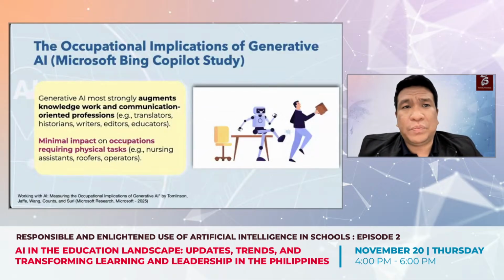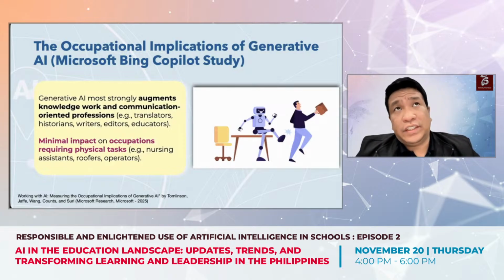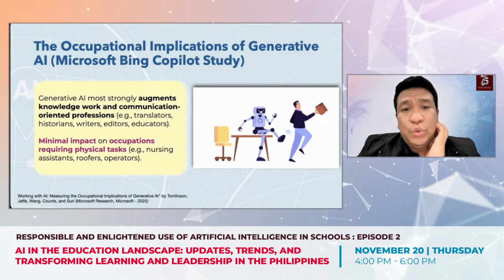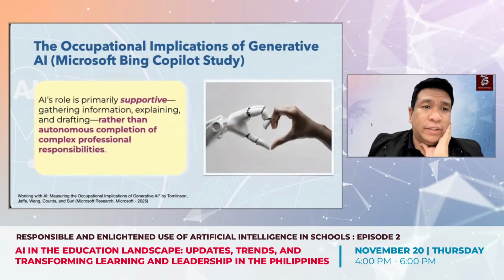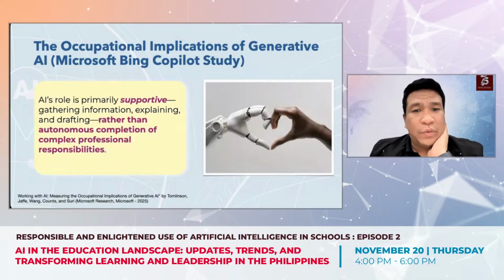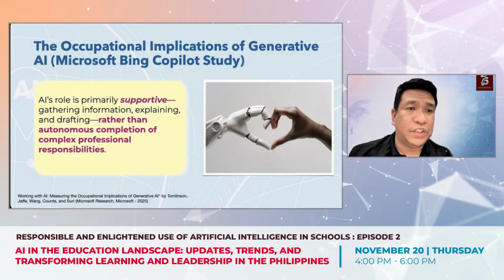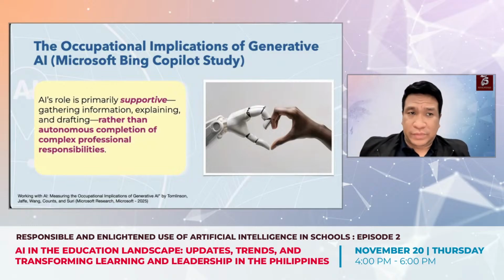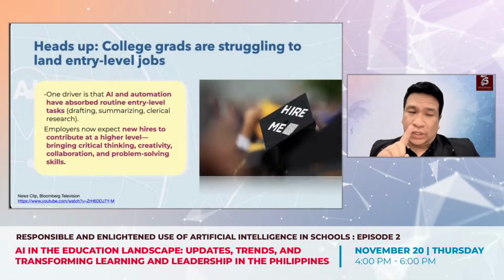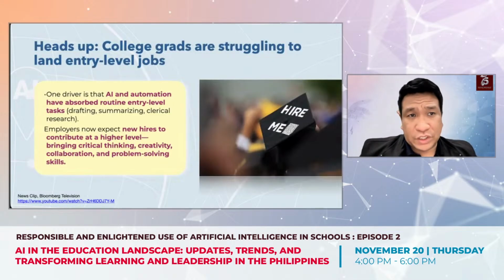There's a study about occupational implications of generative AI. It's the effect or implications of the use of generative AI or consequences or effects to jobs. So, in this study by Microsoft in 2025, they found out that the role of AI when professions use AI, it's primarily supportive and gathering information, explaining and drafting, rather than autonomous completion of complex professional responsibilities. So gets natin, yung paggamit ng AI supportive, it's not to complete complex professional responsibilities. So clear yon. It will not replace complex works of professions.